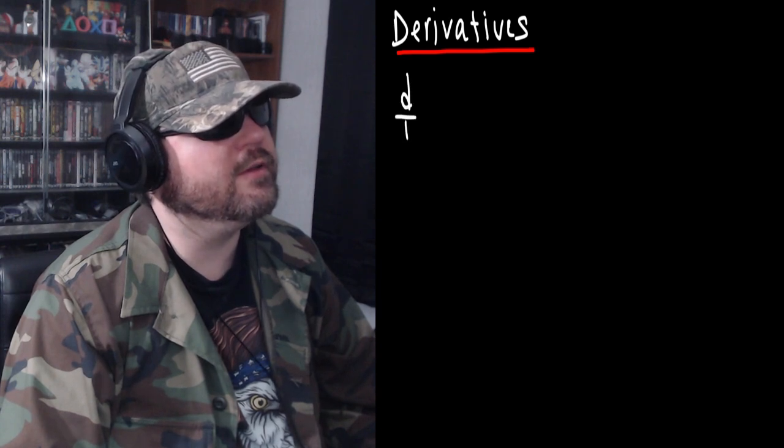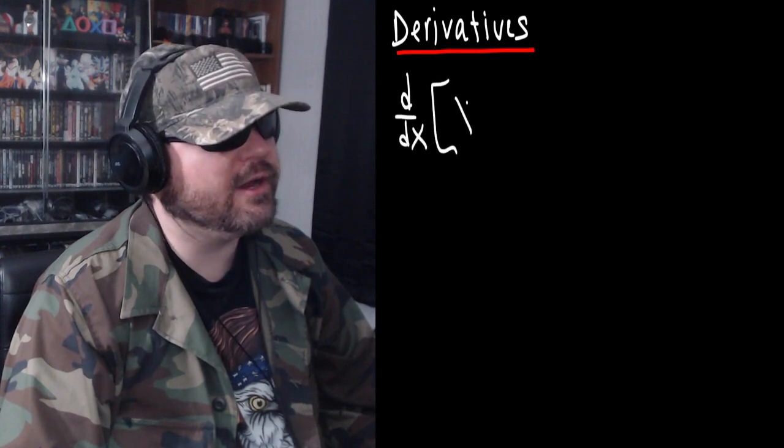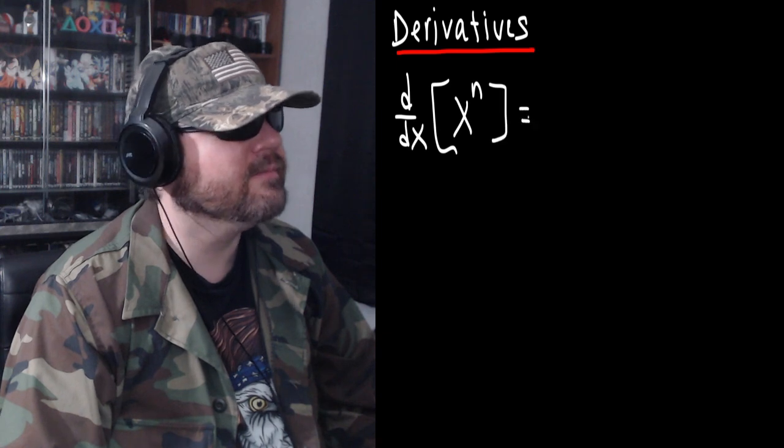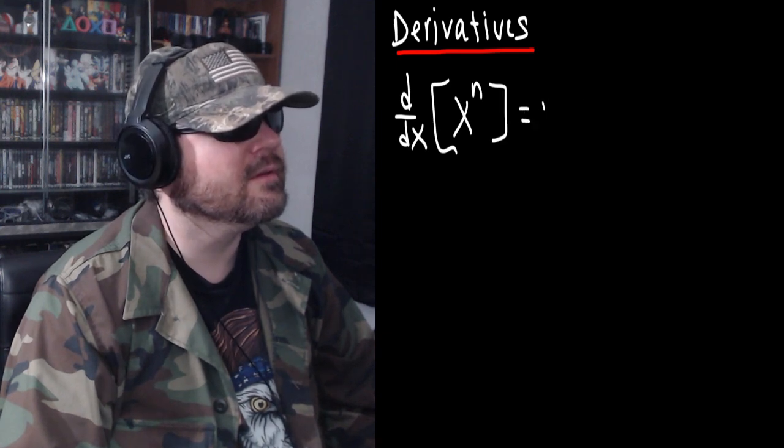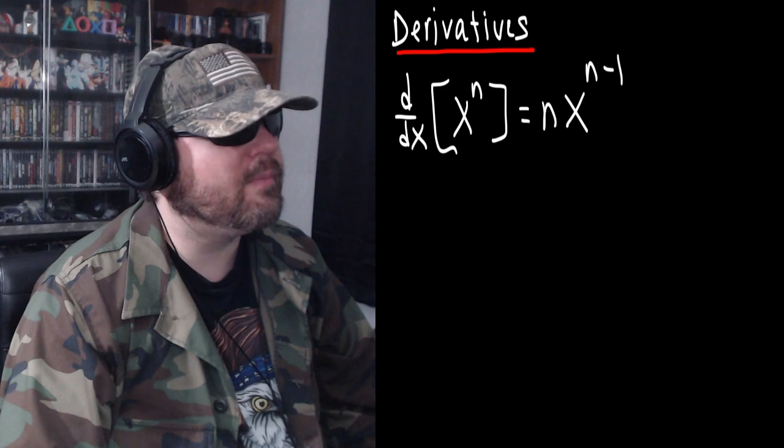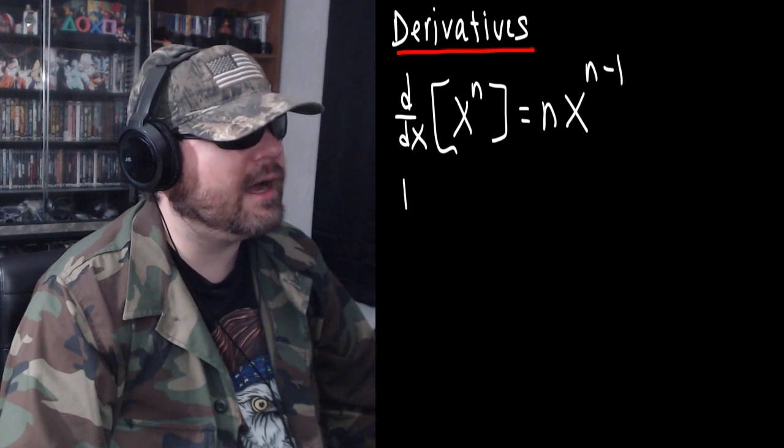The most basic rule is the power rule. The derivative of a variable raised to a constant, such as x raised to the n power, is n times x raised to the n minus 1. So how do we apply that?